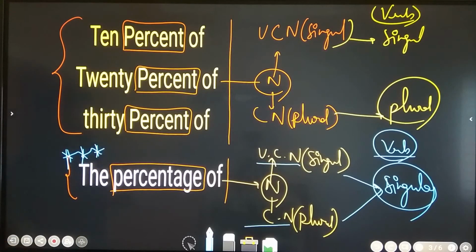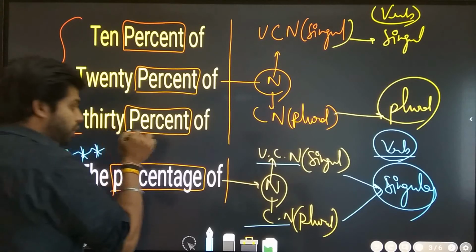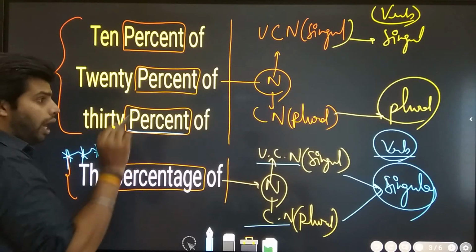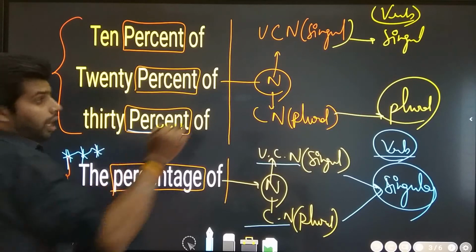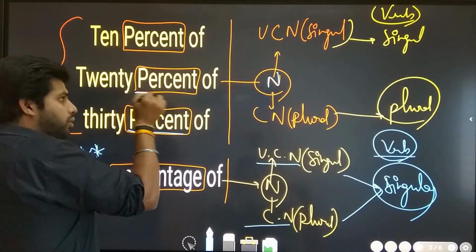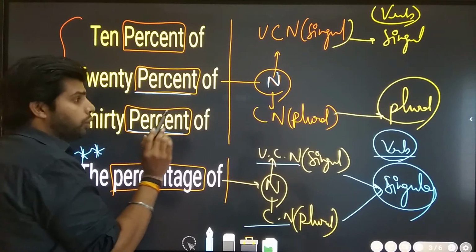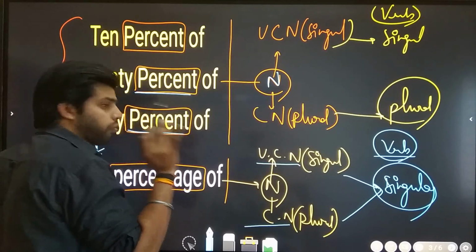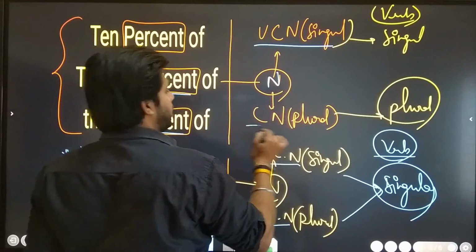Okay guys, this is the difference. Means in the case of percent, you will have to understand the noun concept. Means you have to check the noun. When you encounter the word percent in a particular sentence, you just go and check the noun first, whether it is uncountable or countable.